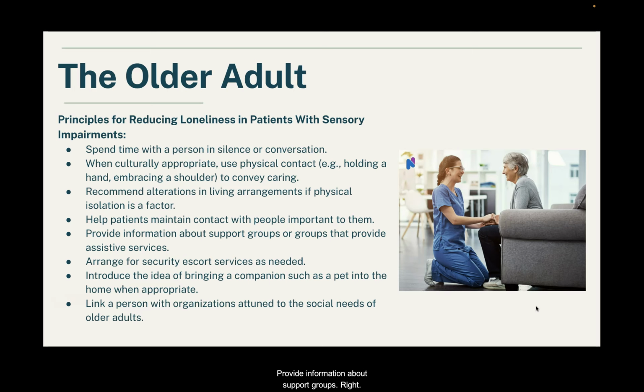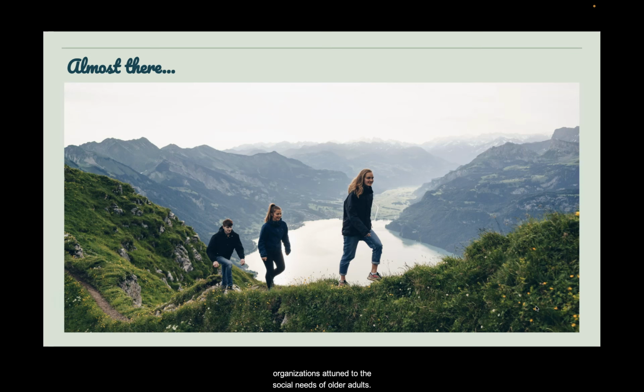Provide information about support groups. Let's provide assistive services. Arrange for security escort services if needed. Introduce the idea of bringing a companion, such as a pet, into the home when appropriate. Link a person with organizations attuned to the social needs of older adults.